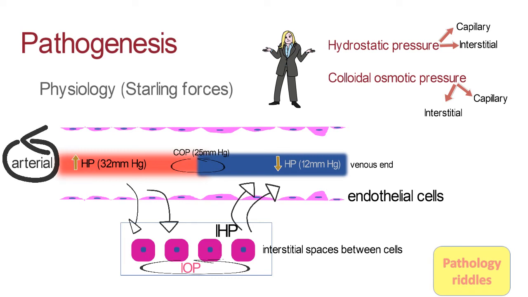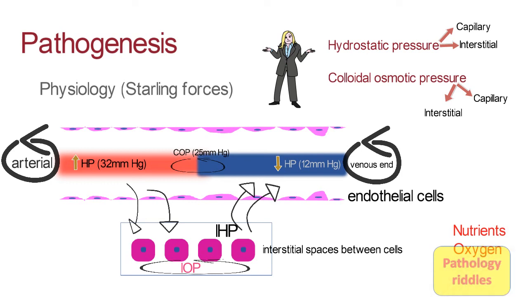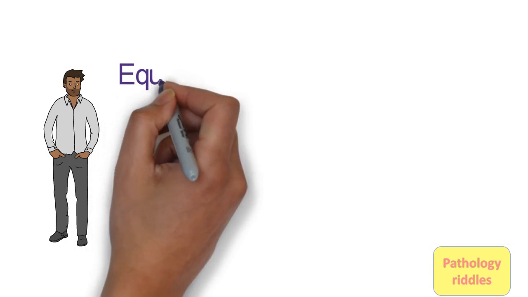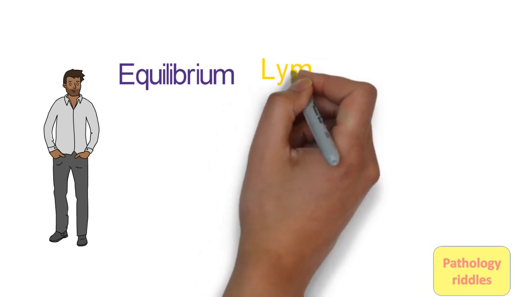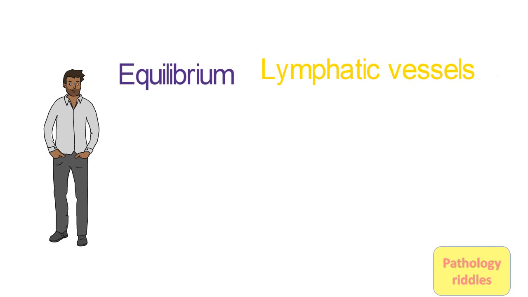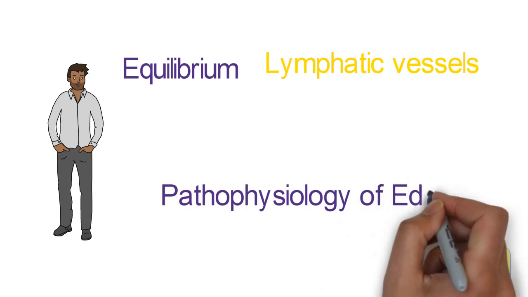So at the arterial end, the fluid goes into the interstitial spaces, and at the venous end, it is drawn back into the vascular system. This is important as nutrients and oxygen to our tissue are provided by this mechanism of exchange. In normal individuals, this mechanism works in equilibrium. So there is no excessive water which remains in the interstitium. If there is minimal excess fluid in the interstitial space, it is drained by our lymphatic system and eventually returns to the circulation. Now coming to the pathophysiology of edema.